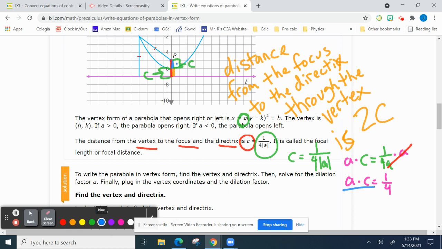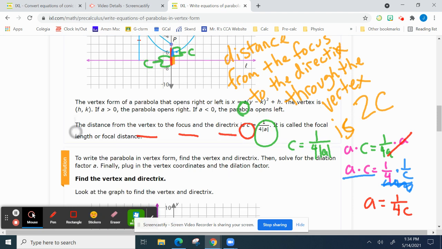And you can probably see where this is going. Divide that by c. Or let's make it more clear, times 1 over c. That's the same thing as divided by, right? So then you're going to get a equals 1 over 4c. So it works either way. C equals 1 over 4a, a equals 1 over 4c, because a times c equals 1/4. All right, so there's that. That is just about everything you need to know.